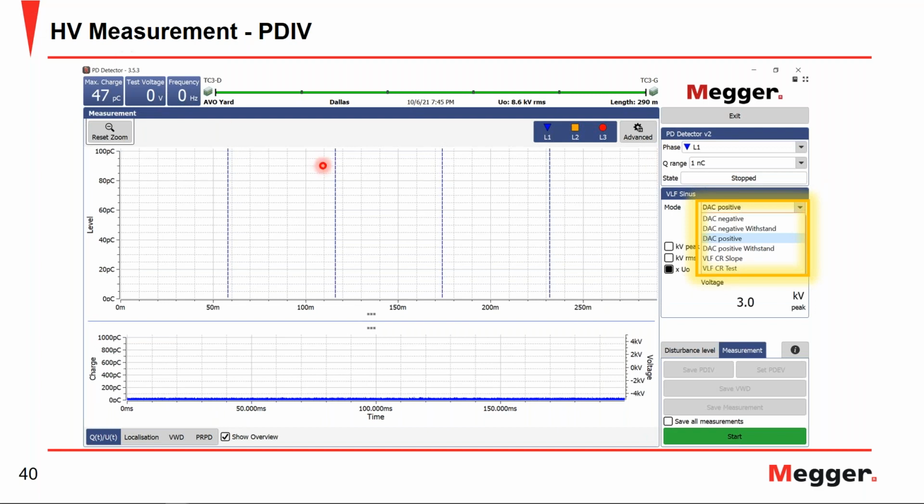Next is to move over to the high voltage measurement. So I've saved my disturbance level at that 50 or 47 PC magnitude, and I moved over to the high voltage measurement at this point. Next is to determine what test mode I am going to use. Because I know there's a defect in one of these splices, I don't really want to VLF it. We have runs that are meant for VLF, so I don't want to use the cosine rectangular. This is like your service age cable. So I want to use a damped AC method. So for this example, we're going to use damped AC negative.